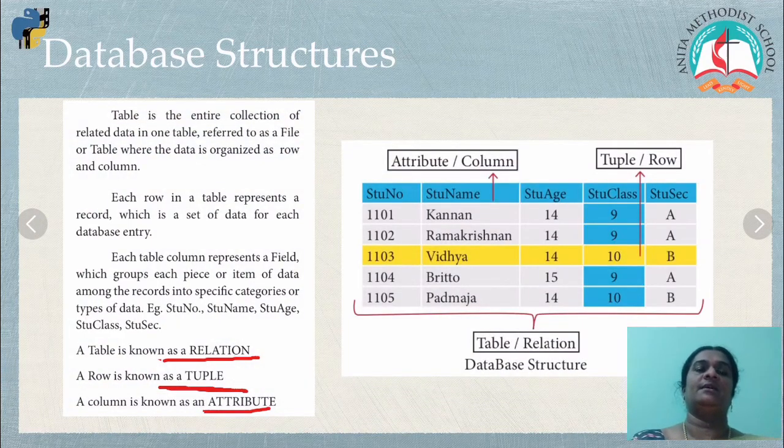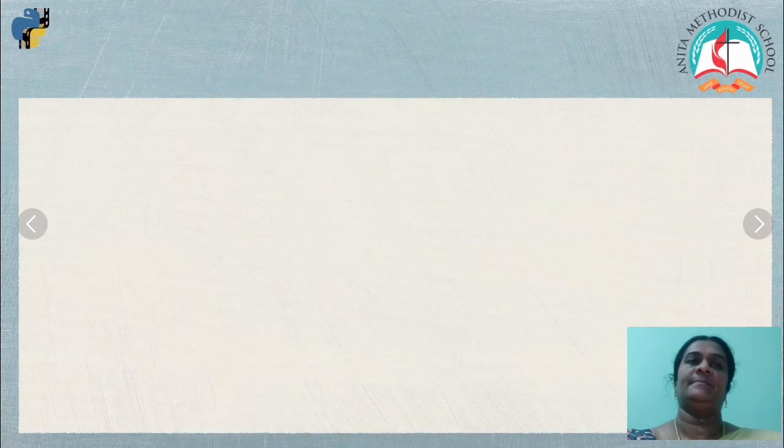See an example over here. What is an attribute or a column? The field, student number, name. This is a column. And then row. So for example, this row: Vidya, age 14, class 10, section B. This is a tuple. And then the next one is the relation. So the whole structure, the whole table, is called the table or the relation. Correct.